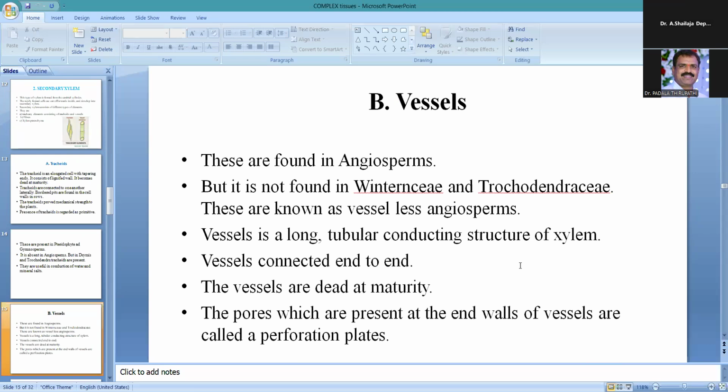Okay, a vessel is a long, tubular, conducting structure of xylem. Vessels are connected end to end. These vessels are also dead at maturity. The pores present at the end walls of vessels are called perforation plates.